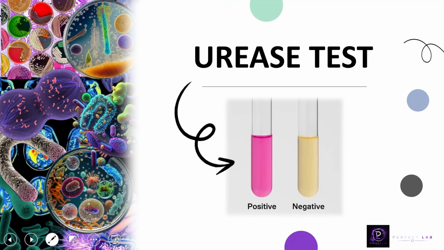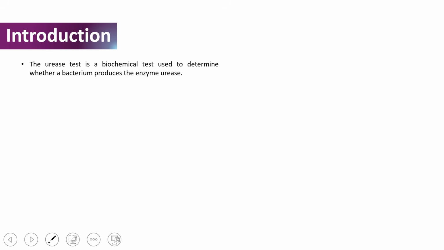In today's video, we will learn about the Urease test, a simple but important biochemical test used to identify bacteria that produce the enzyme urease. We will also cover the principle of the test, the procedure, result interpretation, and its significance in bacteria identification. So let's get started. We start our introduction by looking at what the Urease test is.